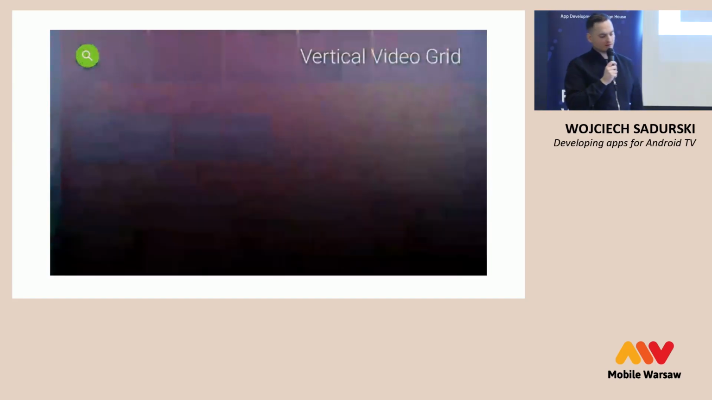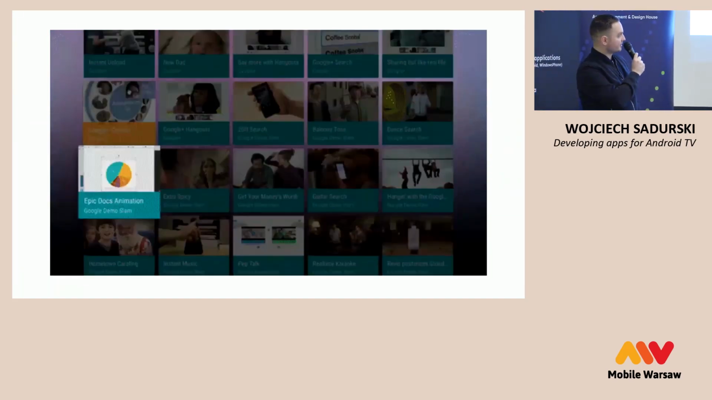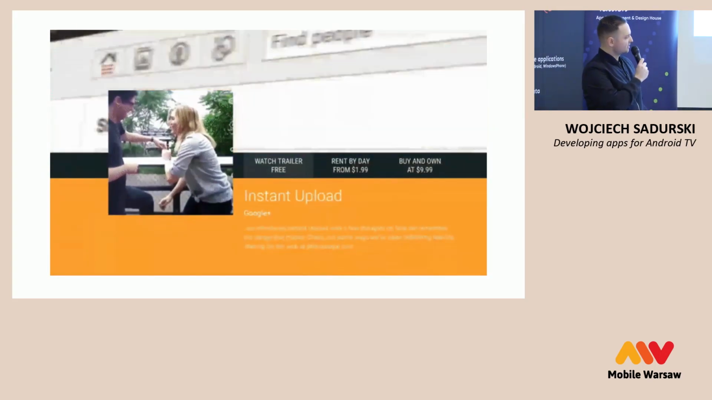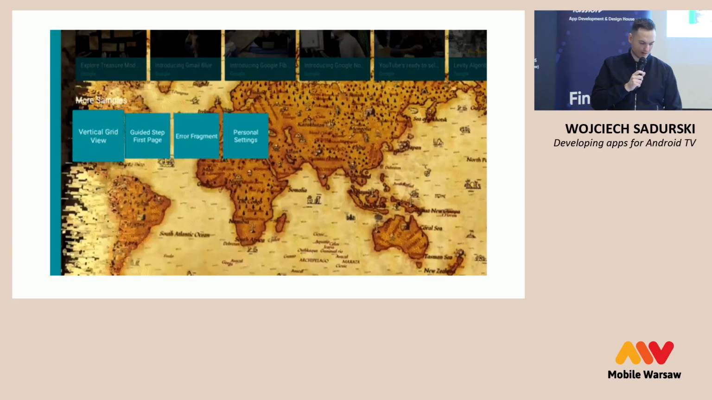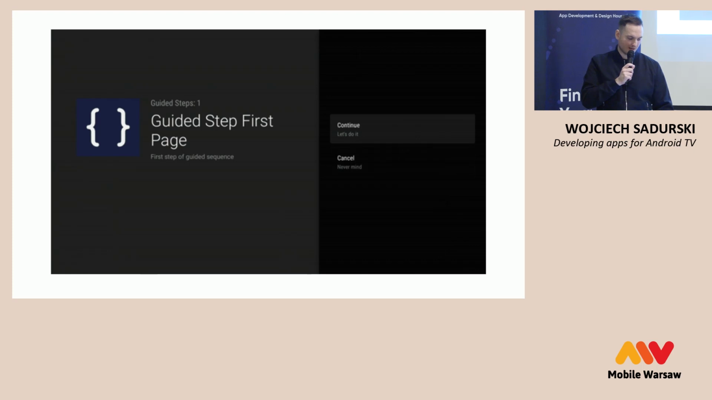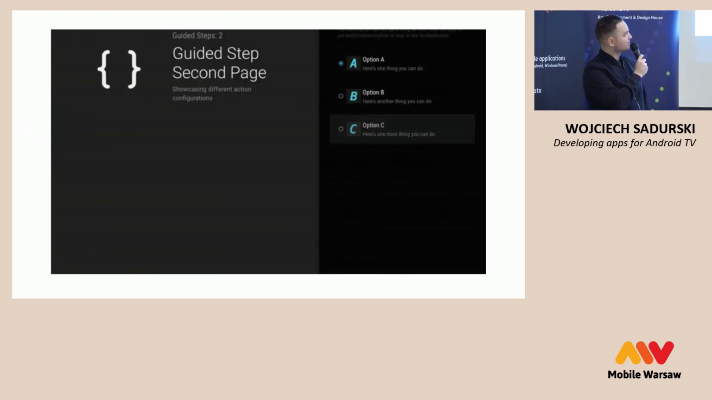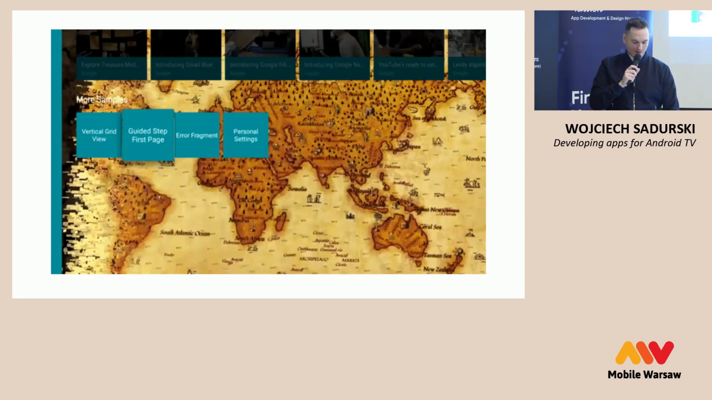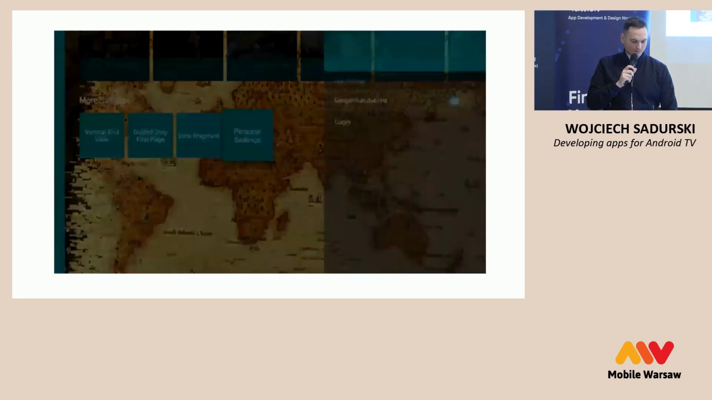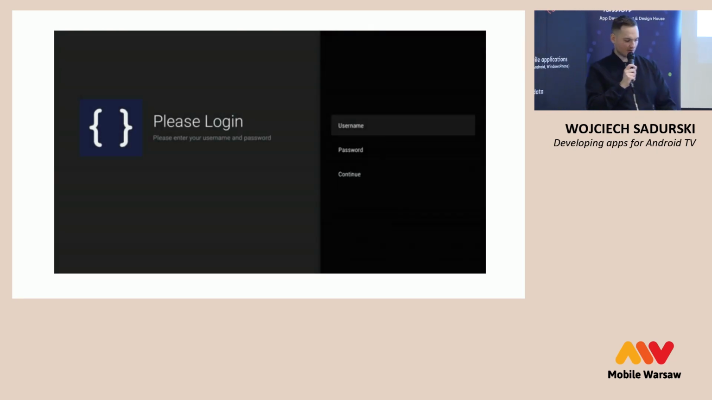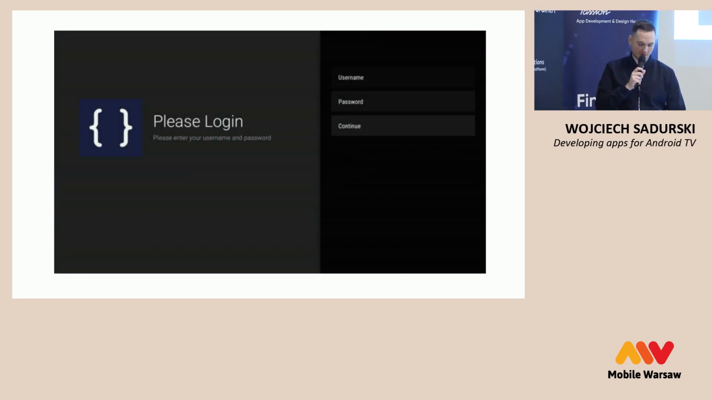Next up, we have a closer look at vertical video grid. This entry animation is also provided by Leanback library. All of these animations are handled by it. Then we have, as I said, the guided step fragment where you can have some options. And then the last one, for example, which you can use for some other options with checkboxes or for a login screen.